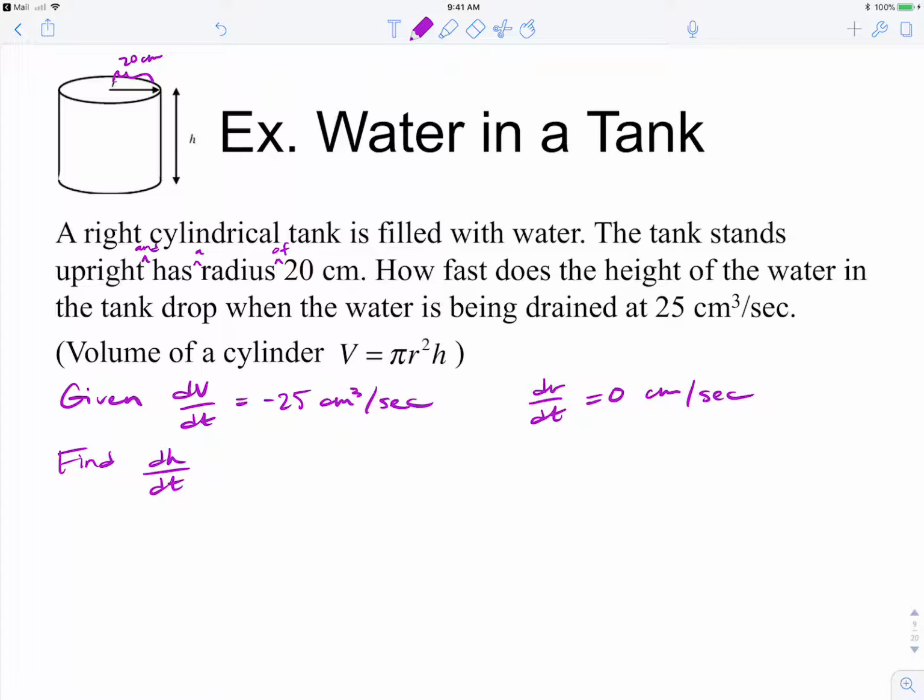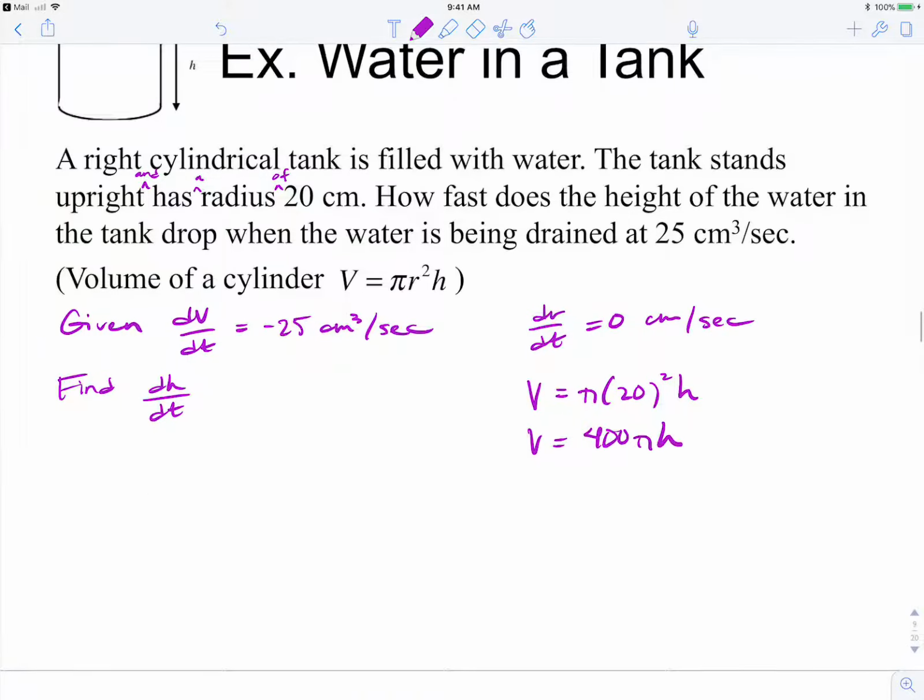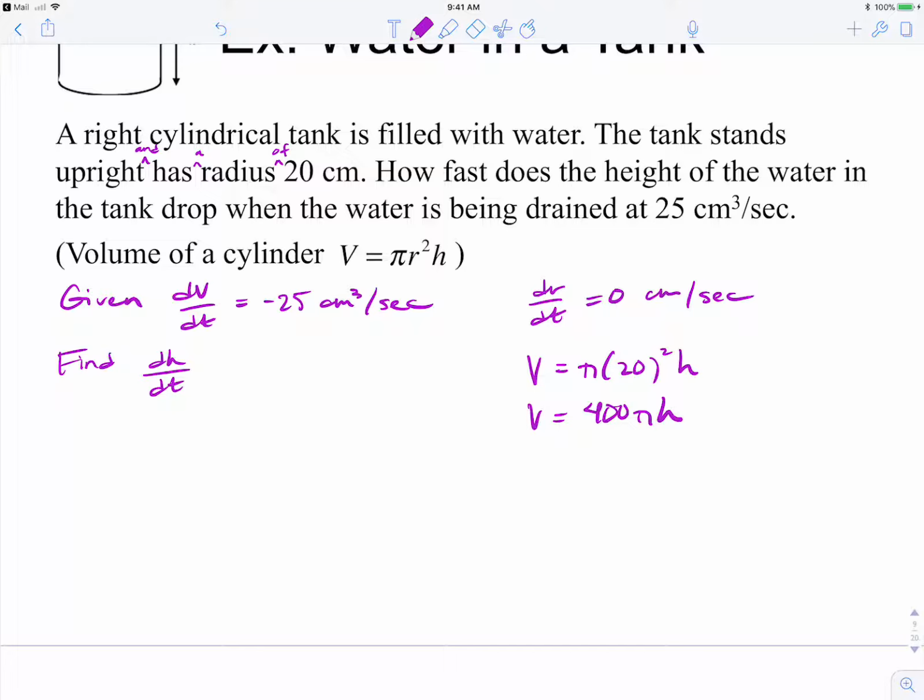So since the radius is staying constant as the water is draining out, we can actually rewrite our volume formula with 20 substituted in for r before we even differentiate. So that's V equals 400 pi times h. Okay, so now we've stated what we're given, we've stated what we need to find, and we can actually differentiate.